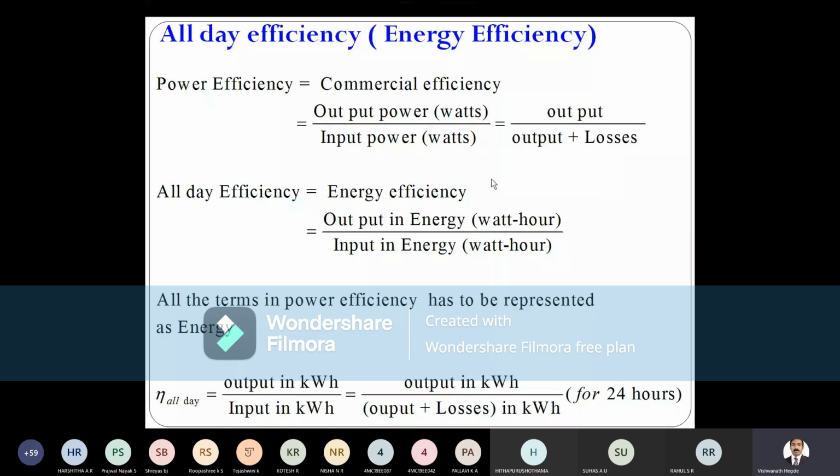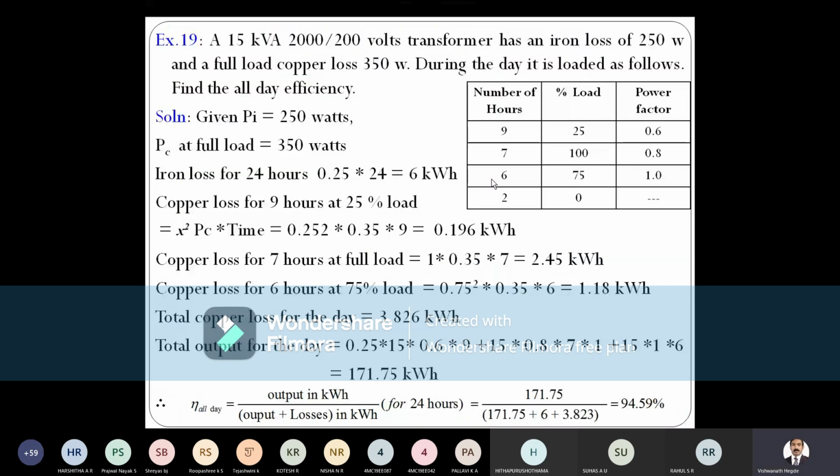Now based on that, we will try to solve some numerical problems. A 15 kVA, 2000/200 volts transformer has an iron loss of 250 watts and a full load copper loss of 350 watts. During the day means 24 hours. It's not just daytime. During the day, it is loaded as follows. Find the all-day efficiency of the transformer.